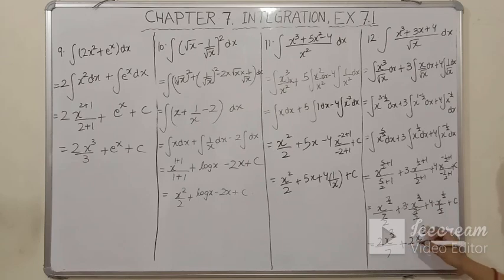2 into x raised to power 3 by 2, plus this 2 in the denominator will come in the numerator and it will be multiplied by 4. So 4 into 2 will be 8. X raised to power 1 by 2 can be written as root x, plus c. So this is your final answer. Please note down all the questions.